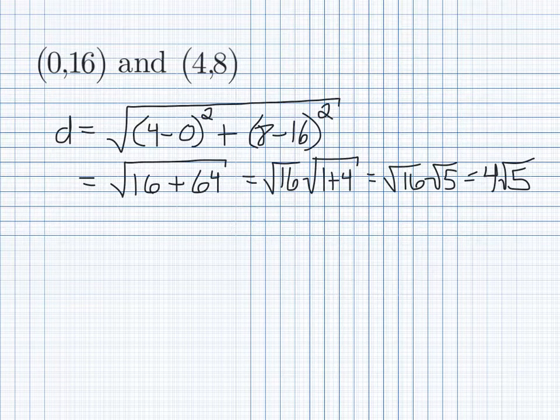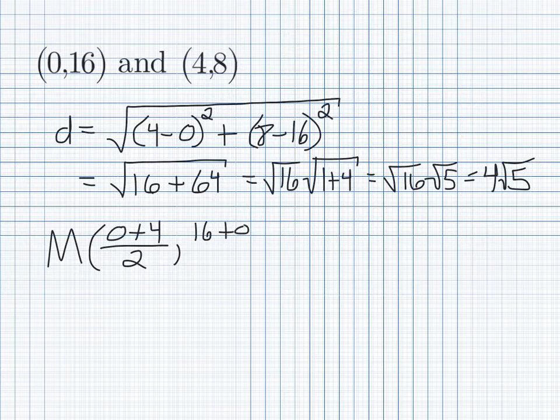For the midpoint, we need to average the x coordinates and average the y coordinates. Remember, that's what an average is, the middle between something. So for our midpoint, we're going to take 0 and 4, our two x coordinates, add them together and divide by 2 to find the center. And then we'll do the same thing with our y coordinates. We'll take 16 and 8 and add them together and divide by 2.